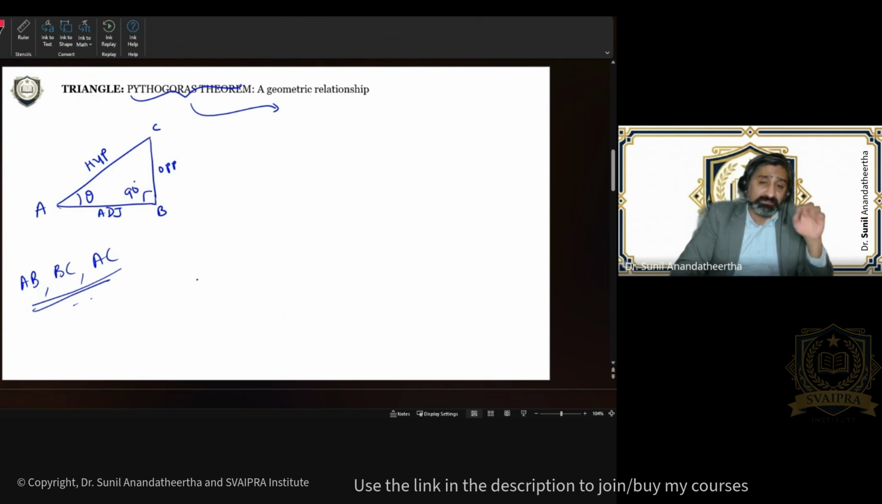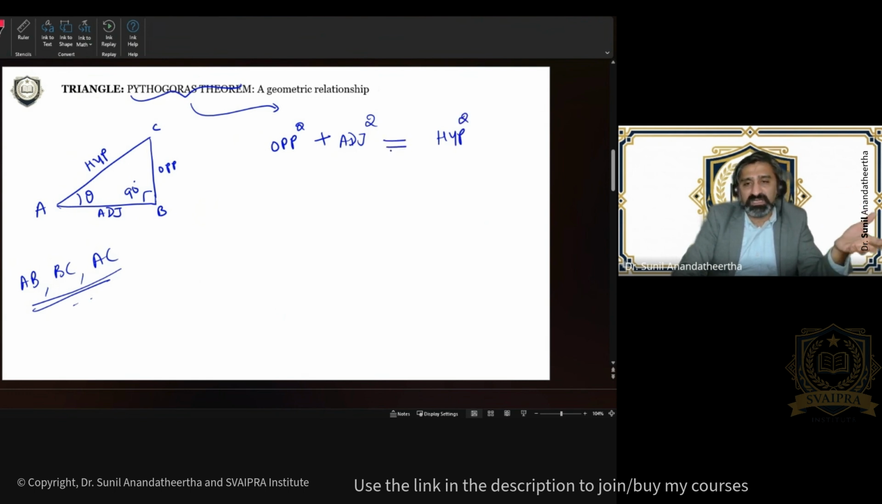Now, Pythagoras theorem comes and says that if your triangle is a right angle triangle and you have hypotenuse, adjacent, and opposite sides like this, then you can establish a relationship between them. What is that relationship? It is very simple. If you take the opposite side and square it, and then you take the adjacent side and square it, and you also take the hypotenuse squared, you see that the sum of the first two is equal to the hypotenuse squared. This is the geometric relationship brought about by the Pythagoras theorem in a right angle triangle.